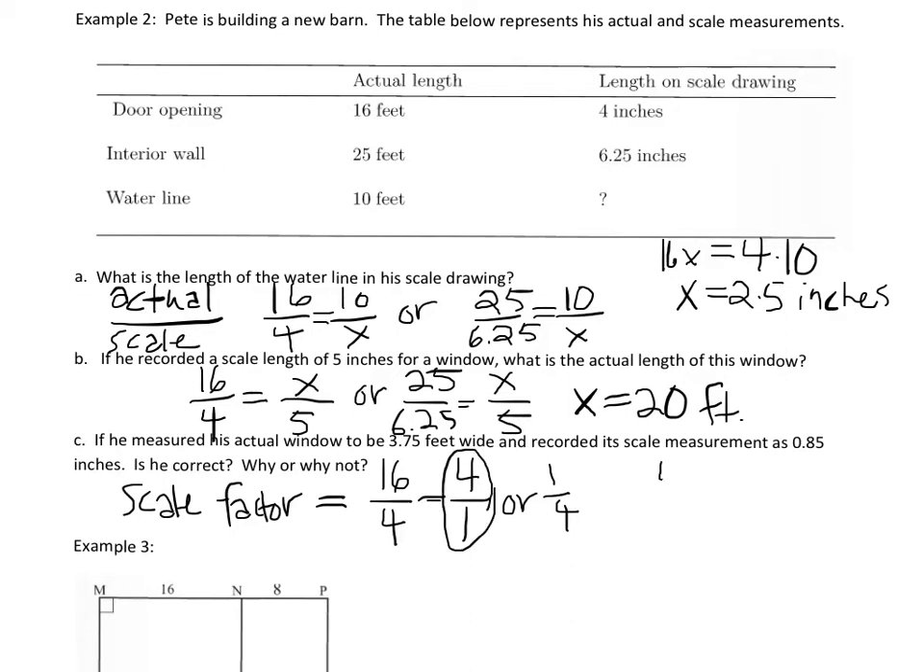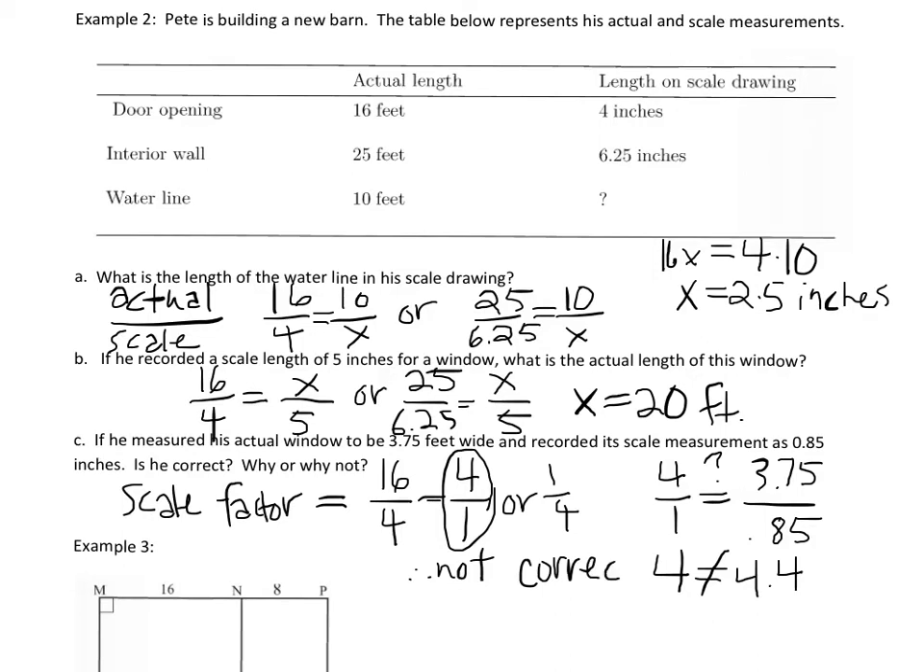And so if we think about 4/1, does that equal our actual, which is 3.75 feet, over 0.85? And we get that 3.75 divided by 0.85 is about 4.4. So those are not equal, therefore he was not correct. So it's all about just checking those fractions in the scale and seeing if he shrunk it correctly, and it looks that he did not.